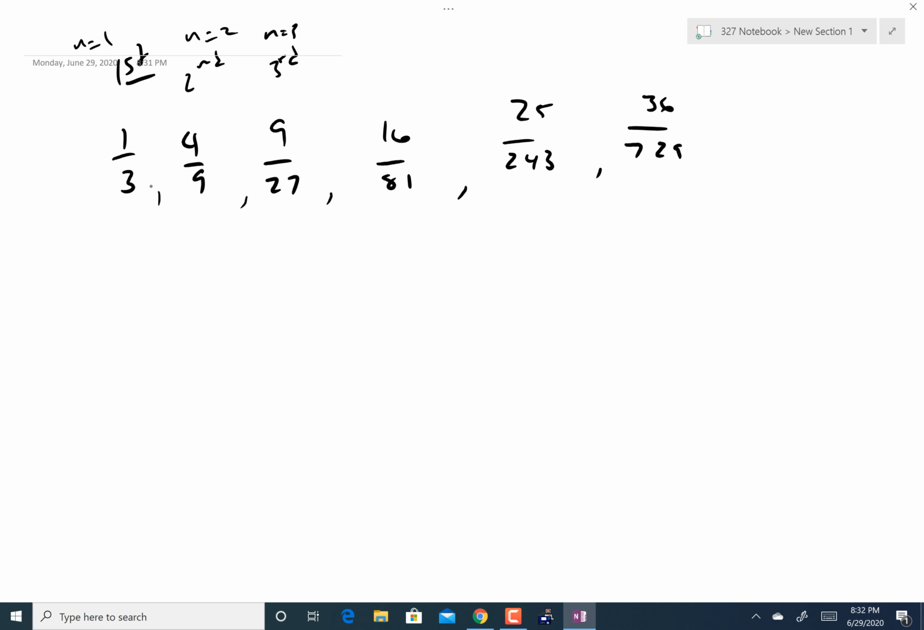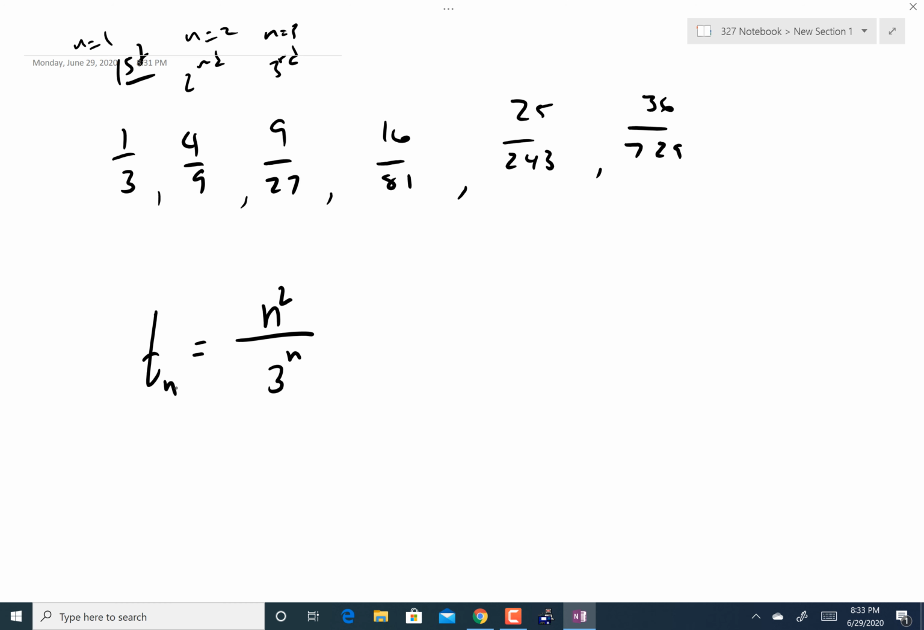All right, cool. What's going on on the bottoms? Well, I feel like this is 3 to the first power, 3 to the second, 3 to the third, 3 to the fourth. It's 3 to the nth power in the denominator. Sweet! Now, the numerator, however, is a little different. What's going on there? Well, it's 1, 4, 9, 16. Wait a minute. Isn't that n squared? It is. So your explicit formula is simply n squared over 3 to the nth power.